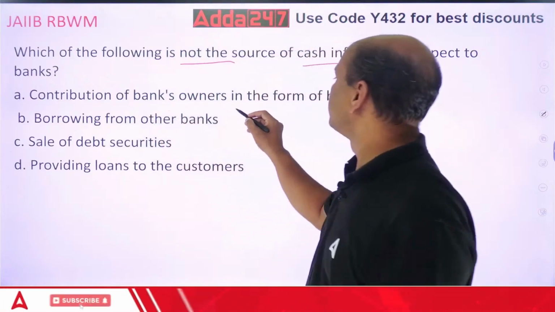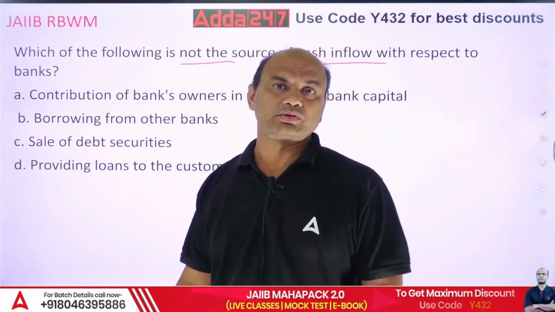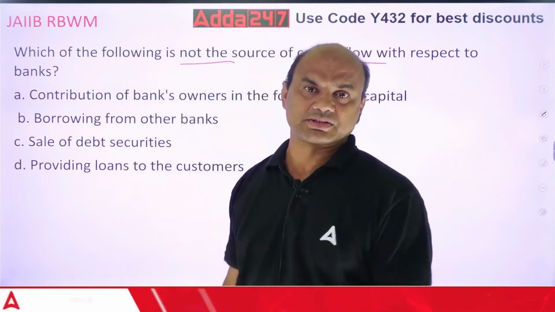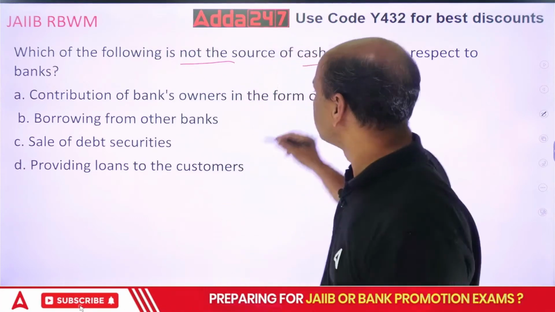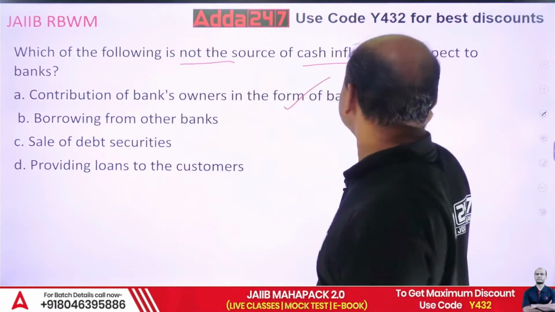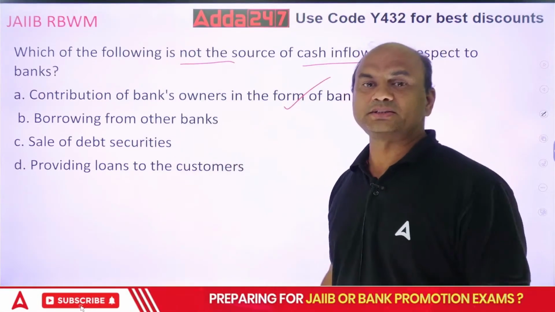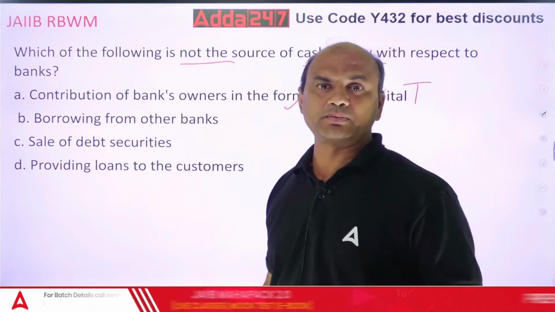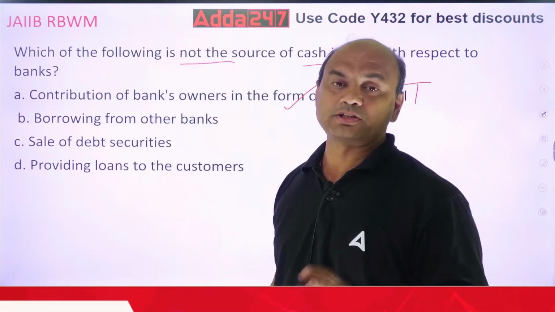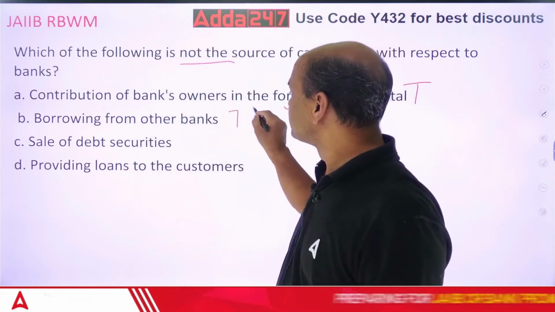Contribution from the bank's owners in form of bank capital. So this is the source of capital. Source of capital means I am giving my own funds for running the business. So this is true. We want what? Not. So I'll write this true. Borrowing from other banks means I require some temporary funds. I'll borrow it from other banks. That is called interbank borrowing. That is always repo plus something. So that is also true.